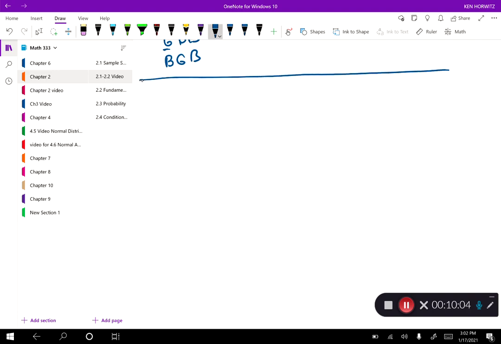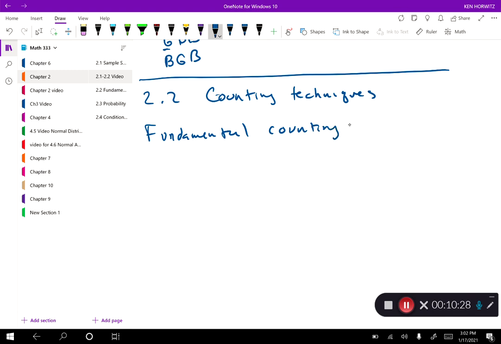All right, so let's talk about some counting techniques. So this is section 2.2, right? Counting techniques. And the first thing we learn about is the fundamental counting rule. Now this has a very mathematical explanation. It's not one that's easily able to be understood. I kind of like using an example to illustrate the fundamental counting rule.